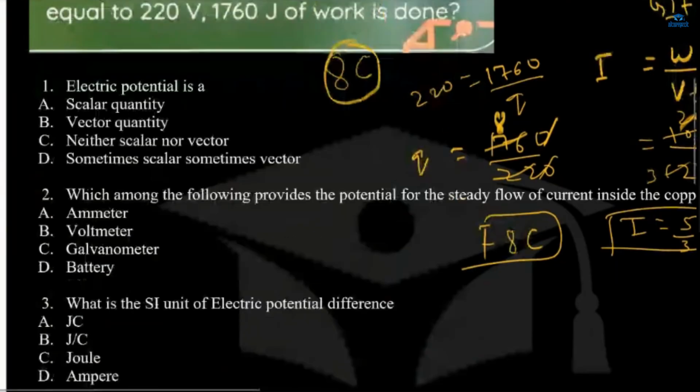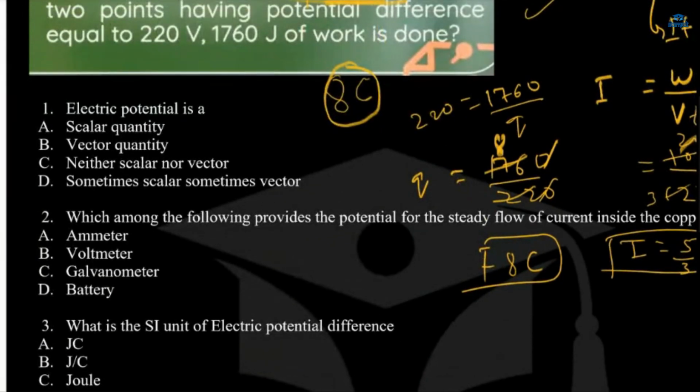Yes. Okay, fine. So electric potential is a scalar quantity, vector quantity, neither scalar nor vector, sometimes scalar, sometimes vector. Tell me, what is it? Scalar quantity. Electric potential is a scalar quantity. Is there any question of plus or minus in it? Is there any direction like north, west, east? No, right? So which quantity will it be? Scalar quantity. Okay, it's scalar.